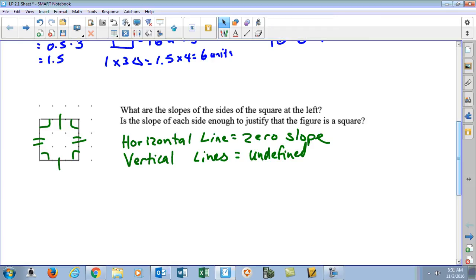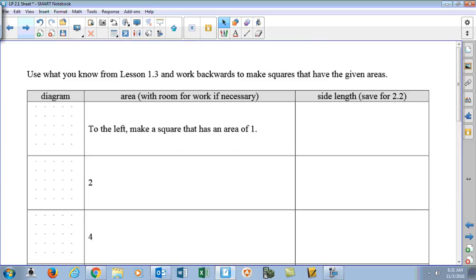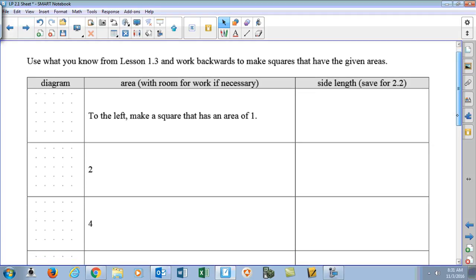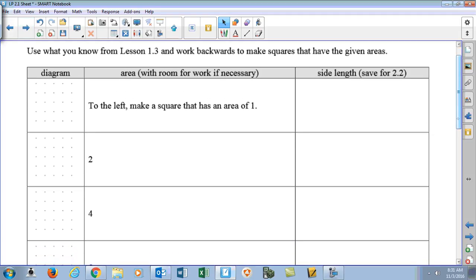All right, let's go to the back page because this is where it gets interesting. And we won't finish this today. We will finish this tomorrow. So today we're only going to work with drawing the shapes and finding the area of them. So the first 2 columns. We are not going to do the far right column for the side length. That's going to be when we start investigation 2, which won't be till next week.